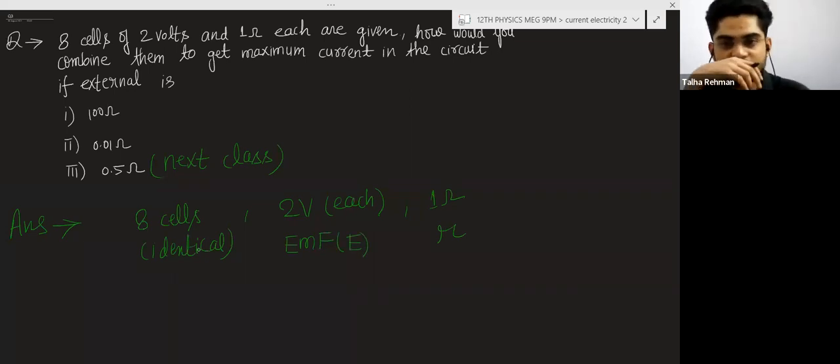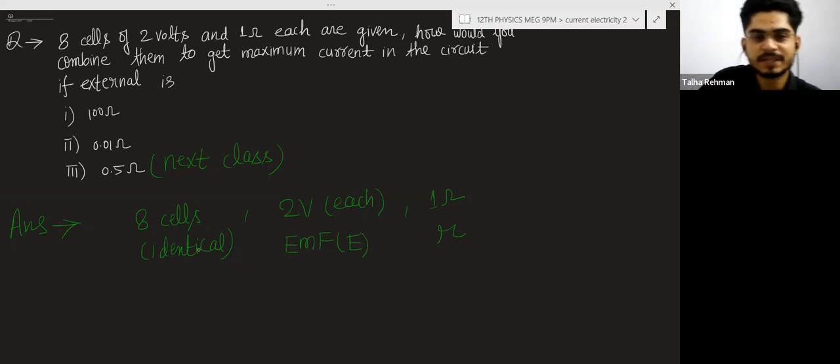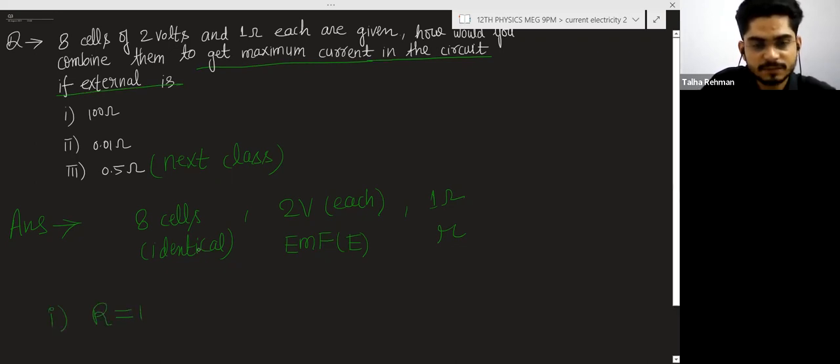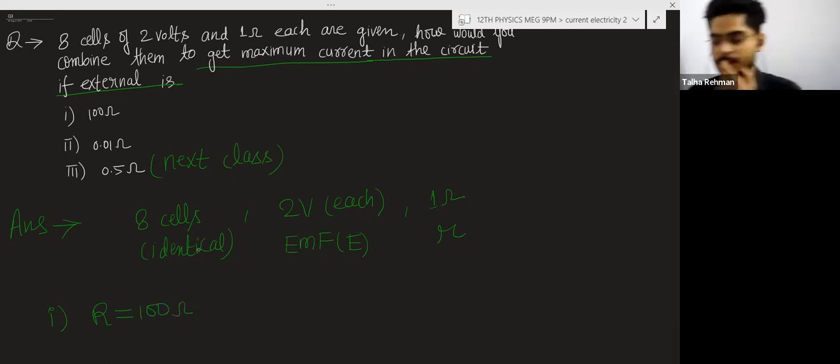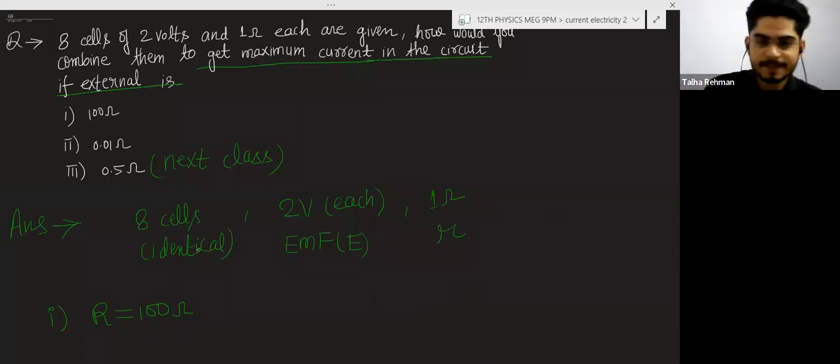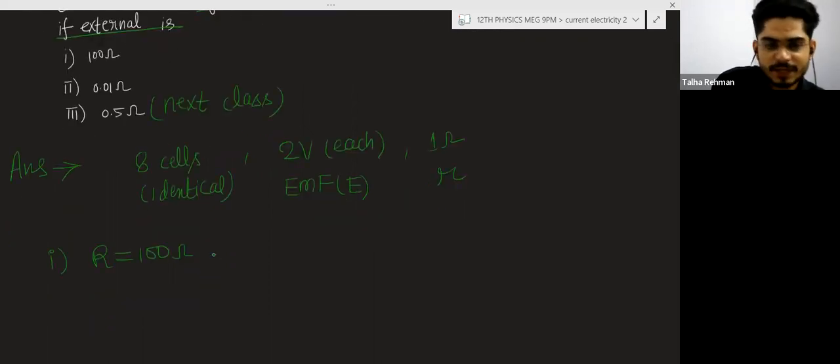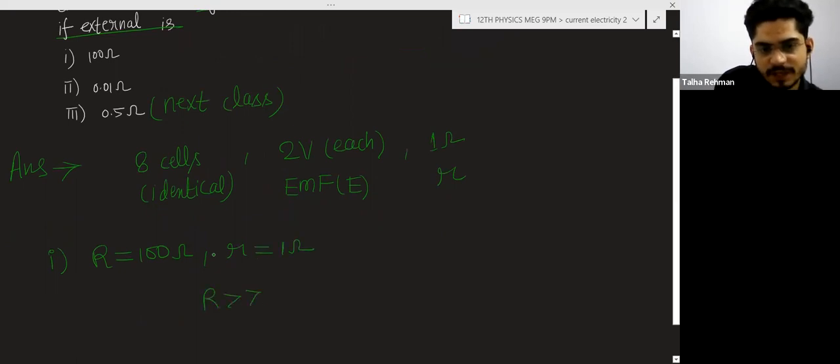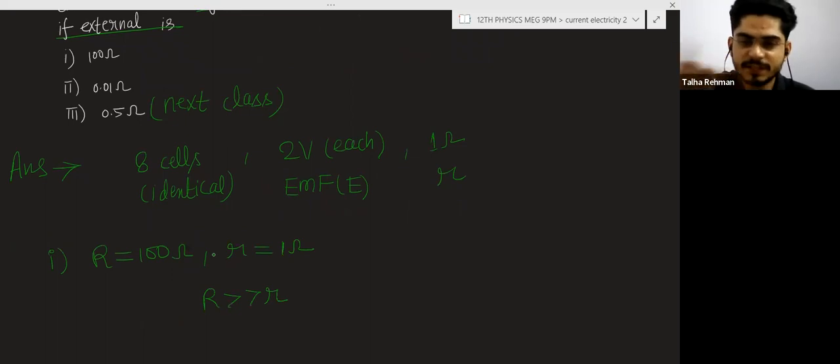This is the condition. They are saying, how would you combine them to get the maximum current in the circuit, if the external resistance is 100 ohm? Just focus here. You have to apply your mind here. You have the internal resistance of 1 ohm. Can you say that this R is much, much greater than small r? This external resistance is much, much greater than internal resistance?